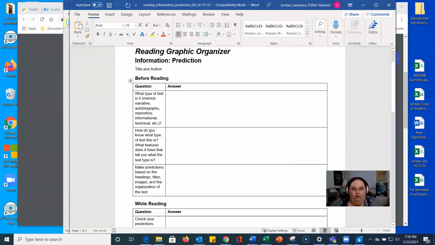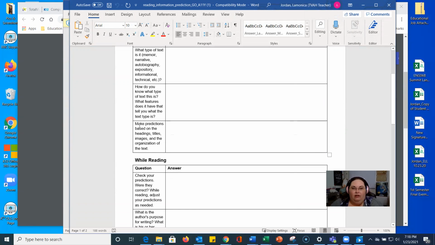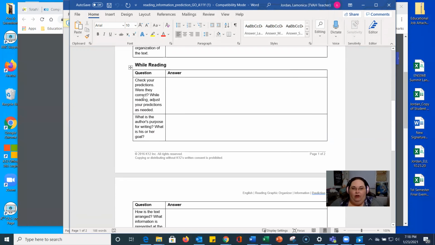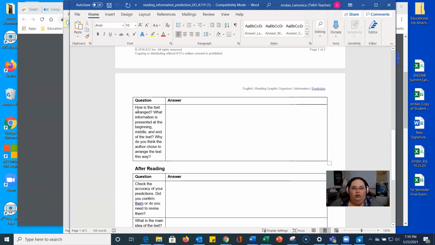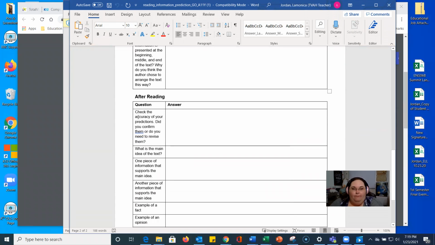And of course, just as we do all the time, what type of text is it? How do you know what type of text it is? Make predictions. While you're reading, check predictions. Were they correct? If not, what did you need to change? What is the author's purpose for writing? What's the goal, the objective? How is the text arranged? Is it in sequential order, chronological order? Does it have flashbacks? What's going on? Or is it topical? Why do you think it was organized that way?